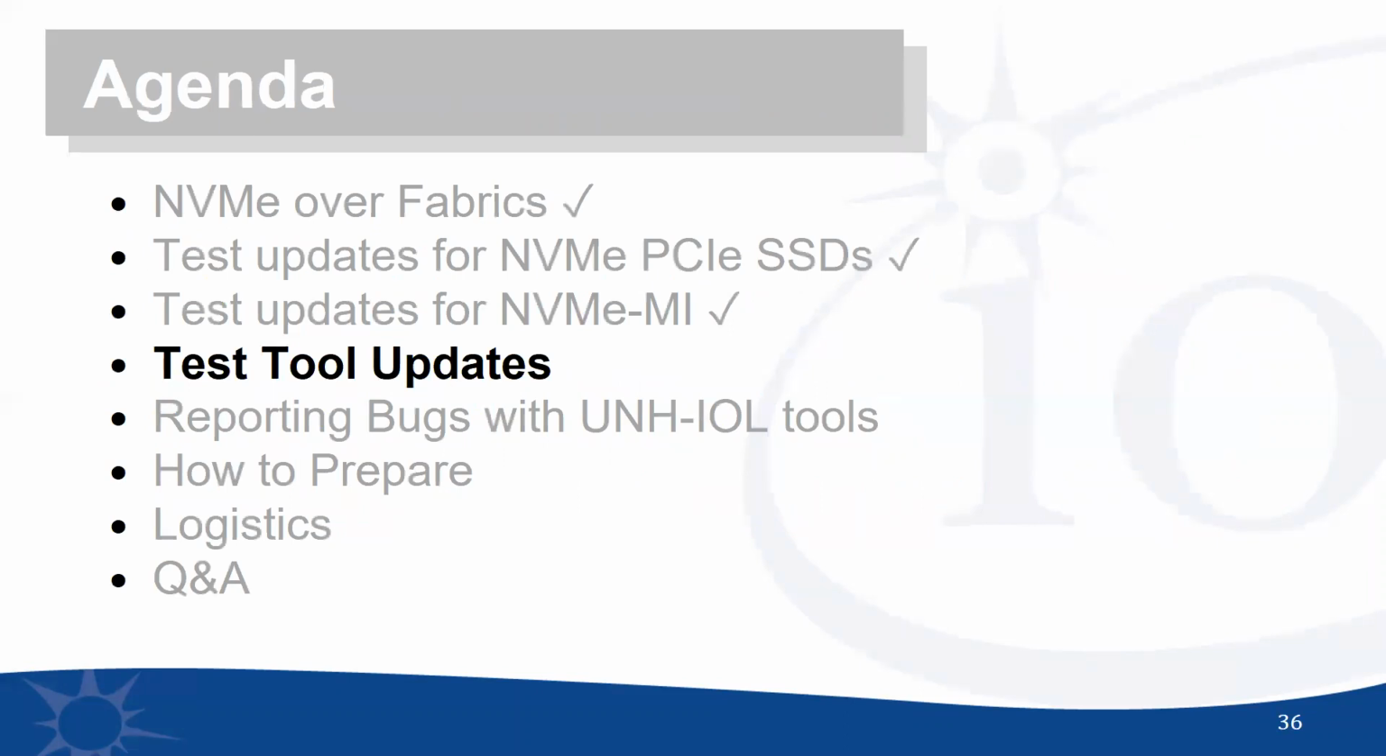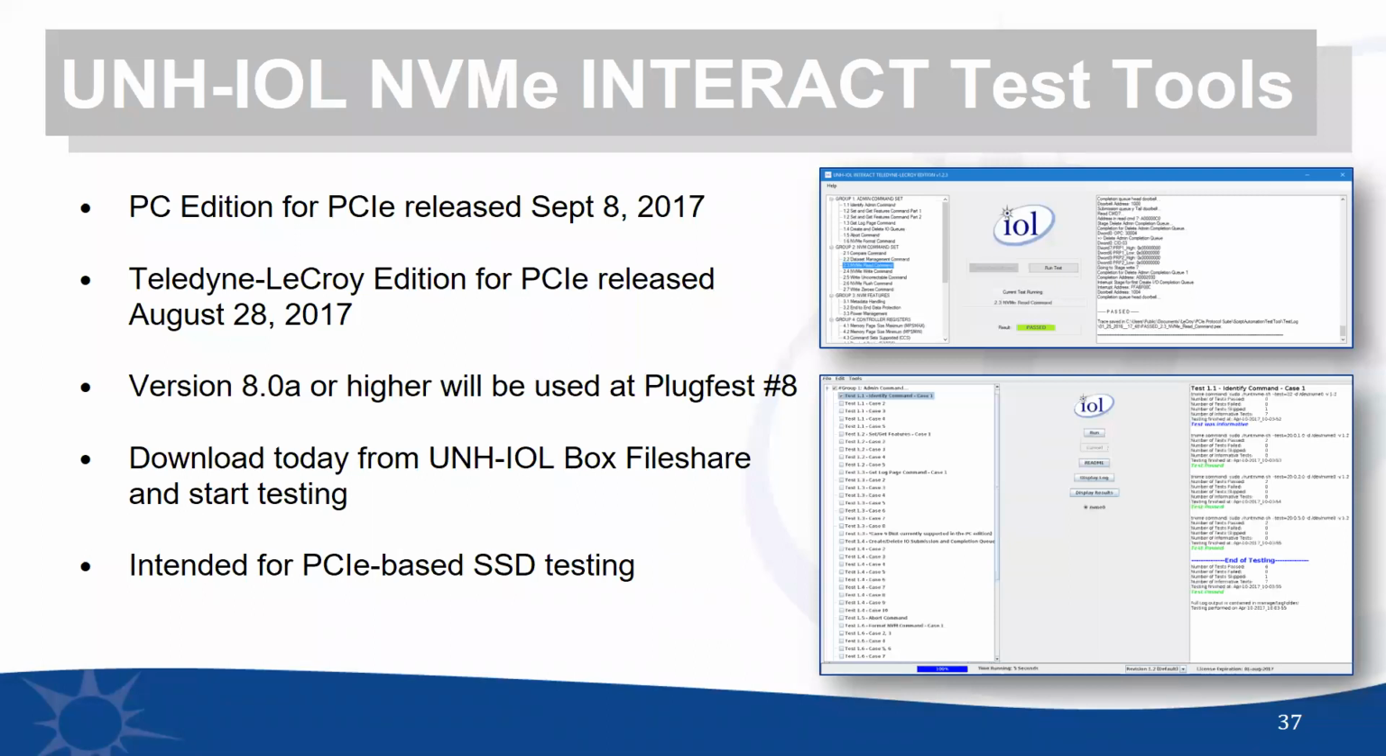Up next is test tool updates. Right here, we have a screenshot of both the PC and LeCroy edition GUIs. There was a release for both editions earlier this month. The latest version is version 8.0. This is the version that we will be using at next month's Plugfest. You can get the download directly from the Box file share. And if you need any help accessing this, again, please contact me directly and I will work with you to get access. And as a note, this is only for the PCIe-based SSD testing.